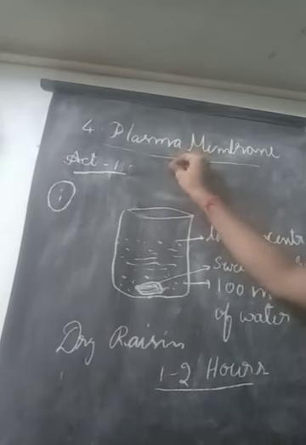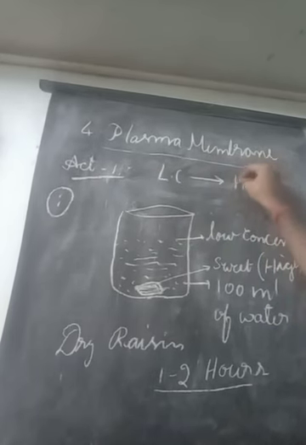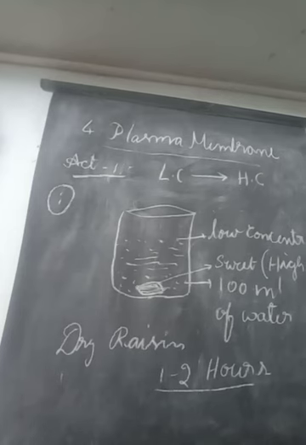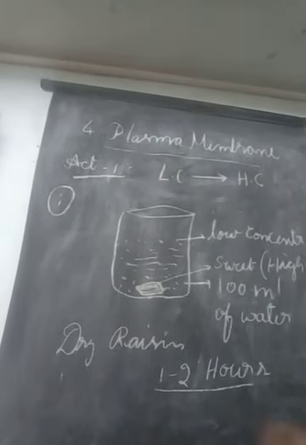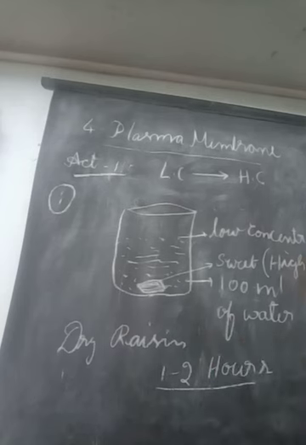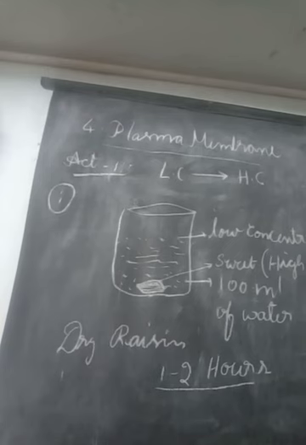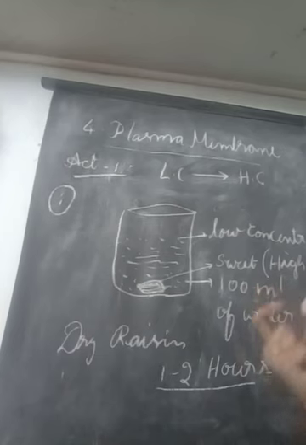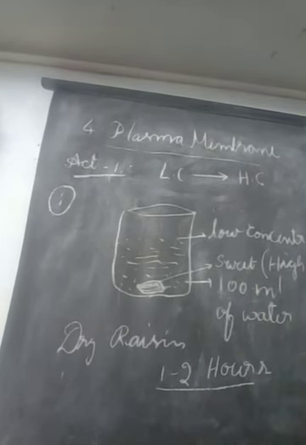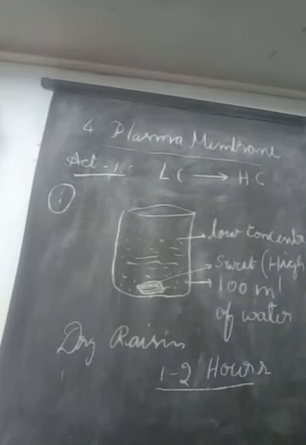Water has one property. It always moves from low concentration to high concentration. That is the first property of our plasma membrane. About plasma membrane properties only now we are learning. See, this resin is also covered by a thin layer. That thin layer is also nothing but plasma membrane only. It is acting like a plasma membrane. Plasma membrane has a very important property. It allows water from low concentration to high concentration.